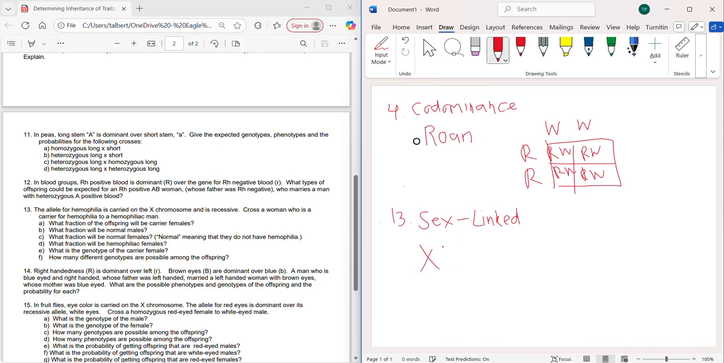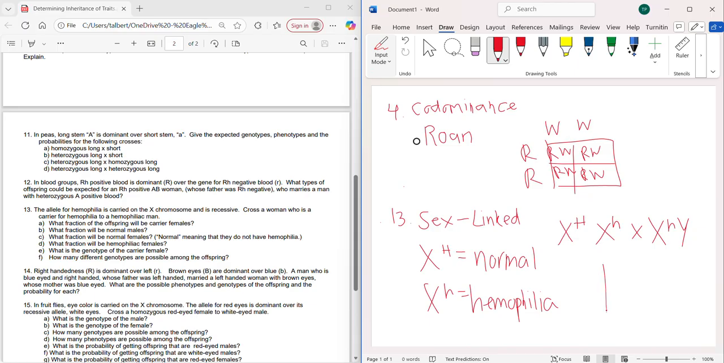Where this would be normal and lowercase would be hemophilia. And our cross would be this. And then you would cross that in a Punnett square.